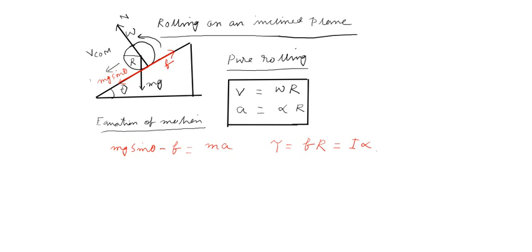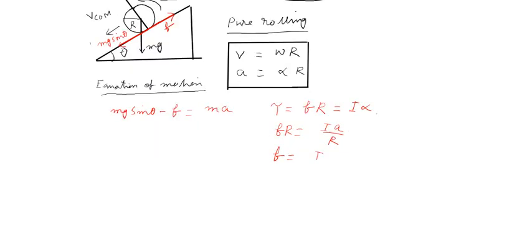So from here, if we want to find out A, first we replace alpha with A from this relation. So we can write Fr is equal to I A by R. That can be written. So from here, if we find out the value of F, the force of friction will come as I A by R square.